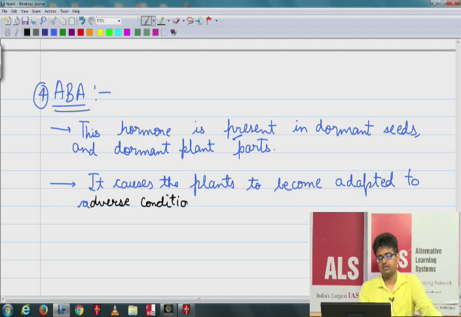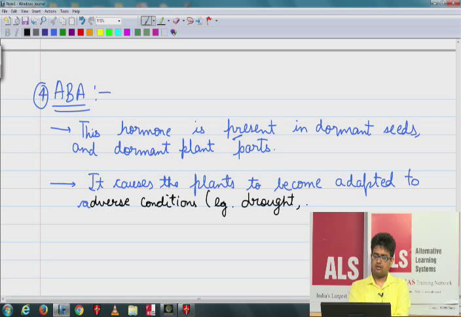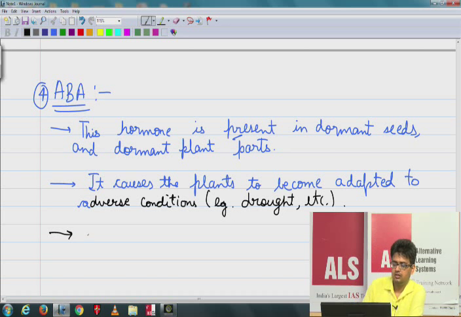What are these conditions? For example, drought. Drought means a water scarcity condition. A lot of things can be possible, like dry soil. Normally, we talk about adverse conditions like winters, no sunlight, or no water in the soil, drought. So this is responsible for the dormancy and the resistance of plants to adverse conditions.